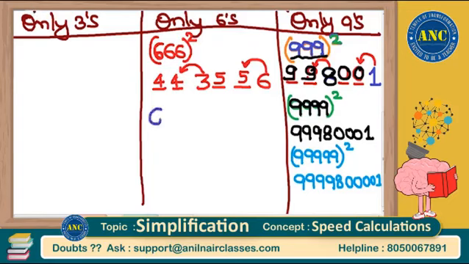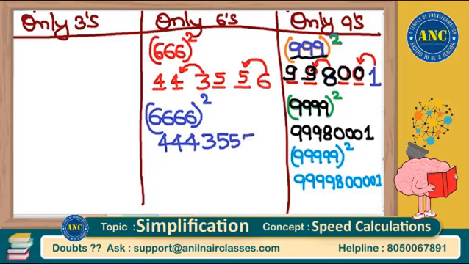Same logic: if I want to find 6666 whole square, the answer will have 3 4s followed by 3, 3 5s followed by 6. Tell me the answer for 66 whole square. If the question consists of 2 6s, the answer will have 1 4 followed by 3, 1 5 followed by 6.